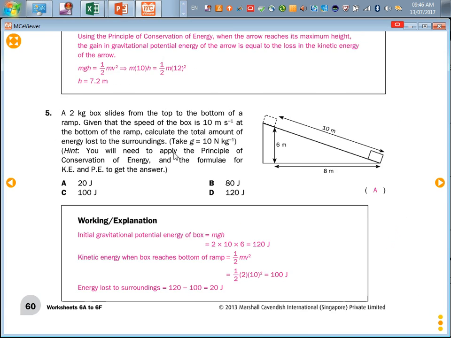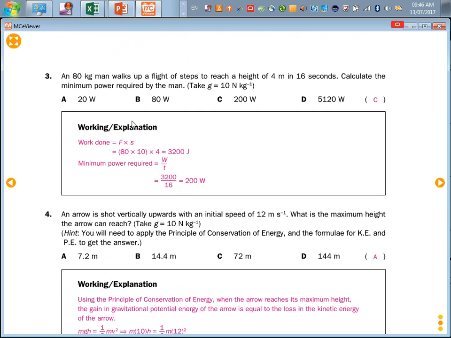Okay, next. Question 3. An 80 kilogram man walks up a flight of stairs. So I think this is the second type of stairs question that you see. He reaches a height of 4 meters in 16 seconds. Calculate the minimum power required by the man. So the power, your formula will be work done over time taken.